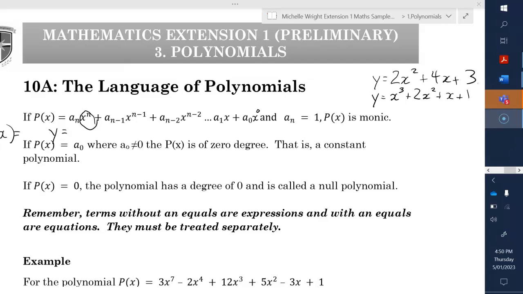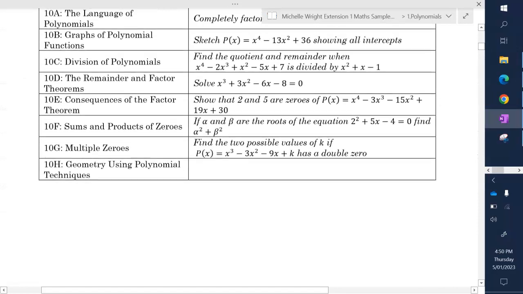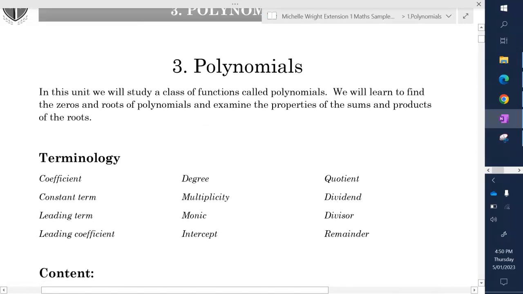So we've looked now at a couple of new words. So I'm going to go back up to the terminology as we introduce you here. The terms we need to know here are coefficient, constant term, leading term, leading coefficient, and degree. I need to talk about all of those now. The degree is going to be the highest power that we have in our polynomial. And we'll show you that as we go down a little bit.